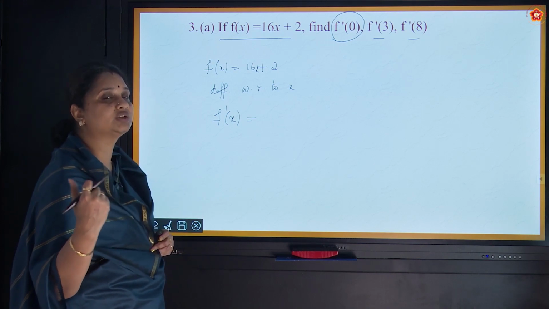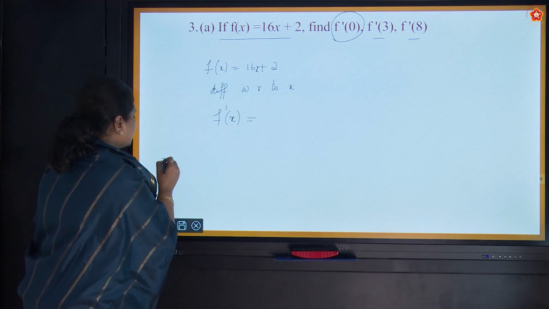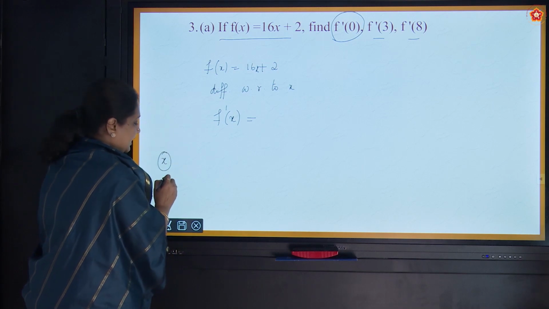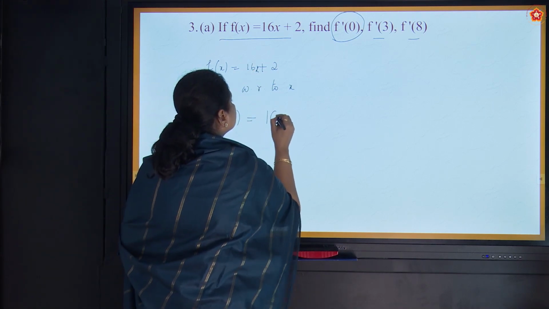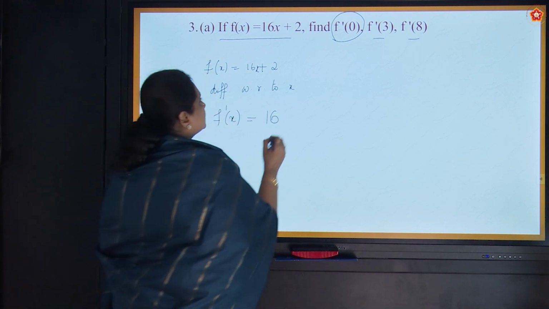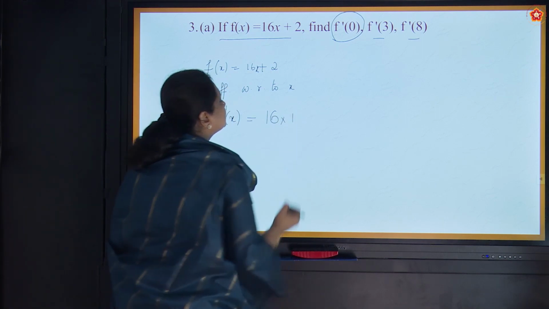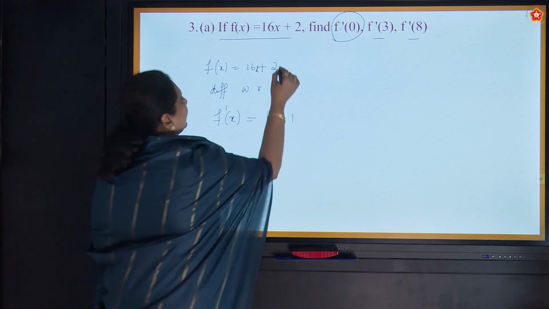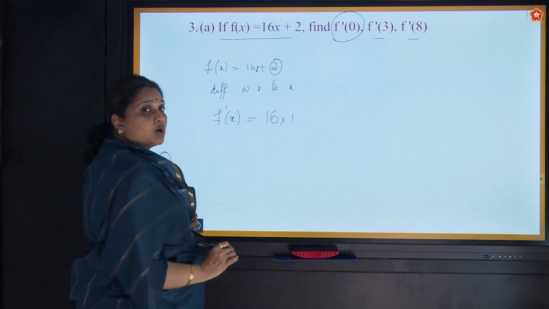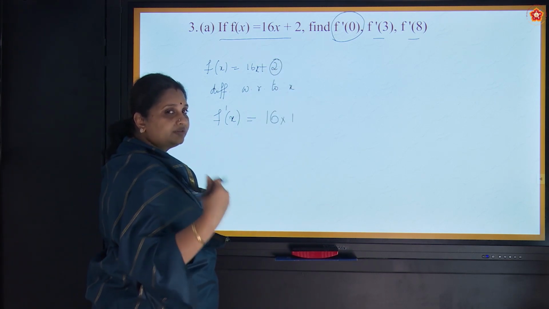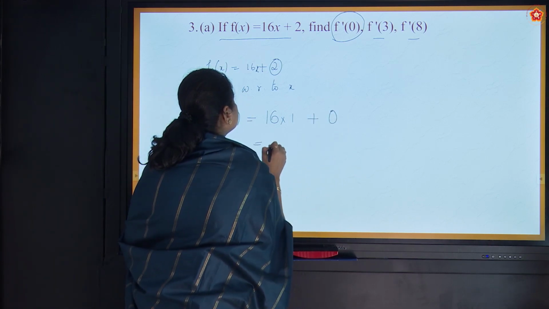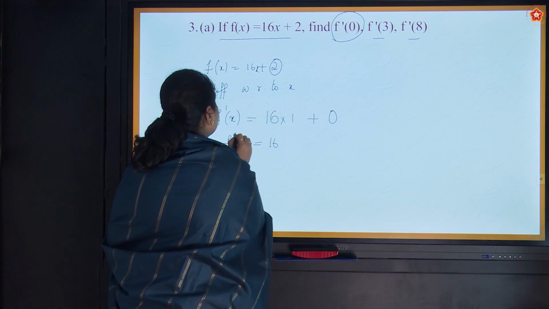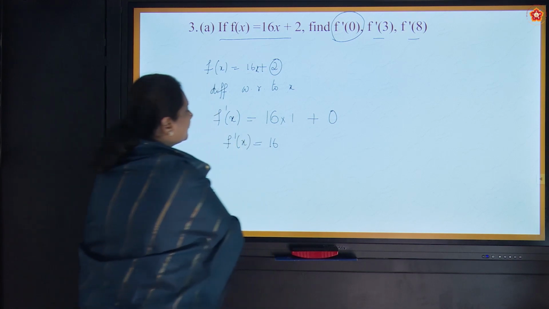x on differentiation gives me 1. Whenever I differentiate x with respect to x, I get 1. So 16x on differentiation, 16 is the numerical coefficient, keep it like that, x on differentiation gives me 1, and then plus 2. This is a constant term, and that on differentiation gives me 0. So the answer is 16. So my f dash of x is 16.